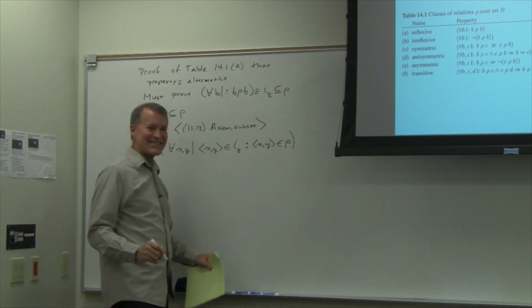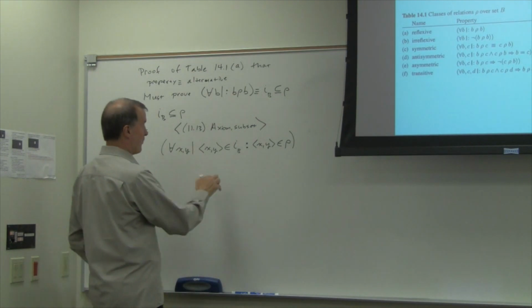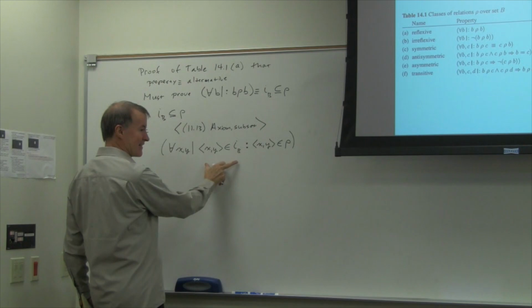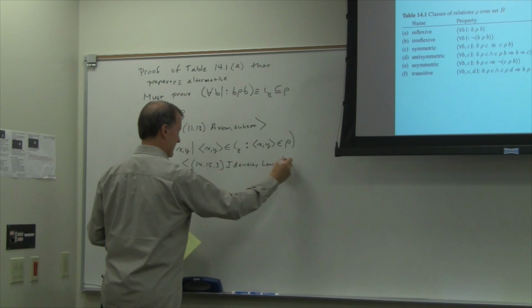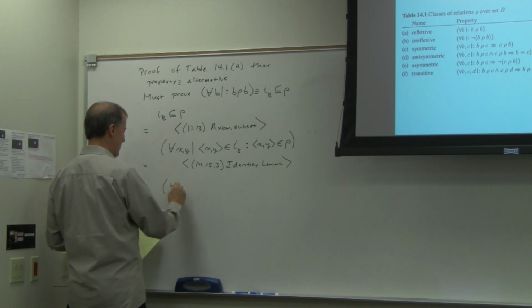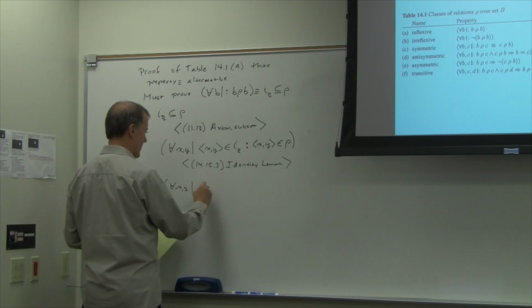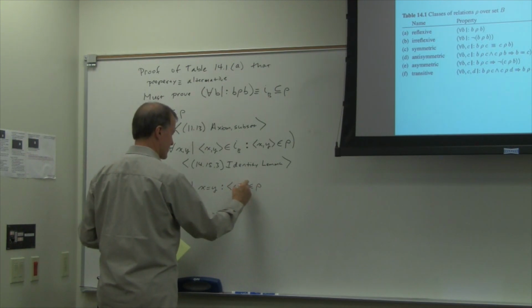Is this slick or is this slick? You can just go right back to these definitions. And what do we have? Does this look familiar? Yeah, this is the identity lemma. So this equals, by the identity lemma, which is 14.15.3. And what does it mean? If x, y is an element of I sub b, what does that make? x equals y. So for all x, y, range x equals y, x, y is an element of rho.